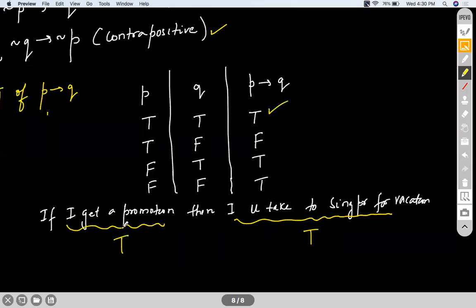Now, if he gets a promotion, but he doesn't take his wife to Singapore, is he a bad husband or a good husband? Bad husband. Bad means false. Okay. Yes, sir. Make the point.